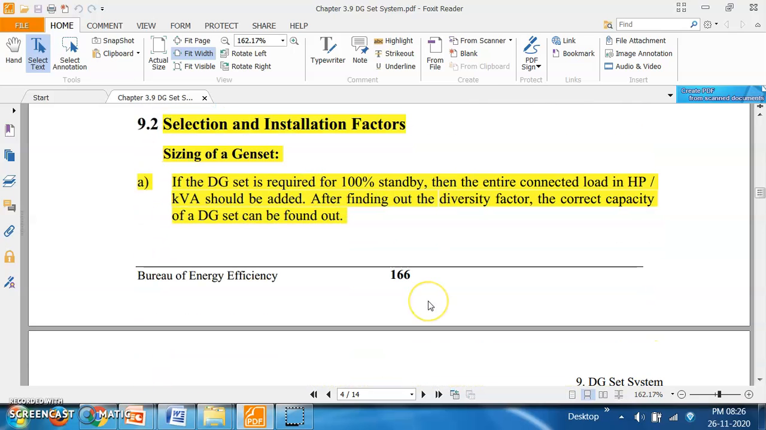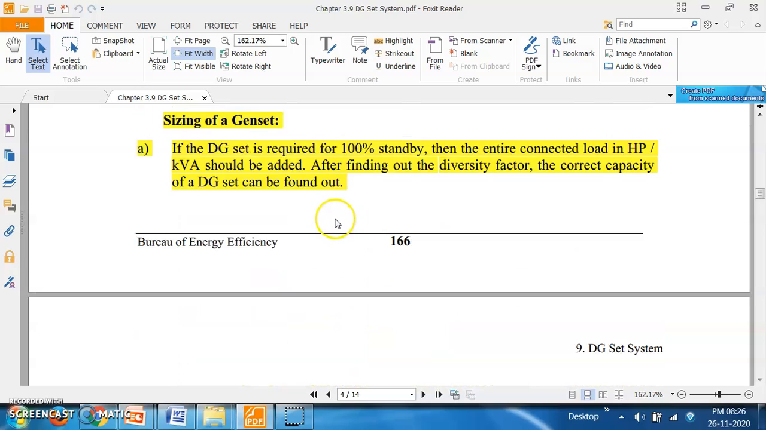Now, selection and installation factors. Sizing of a genset. How will you select a genset requirement? Suppose in your houses you are interested to buy a genset. How will you fix that particular generator size? For that, we will work out a small example here.